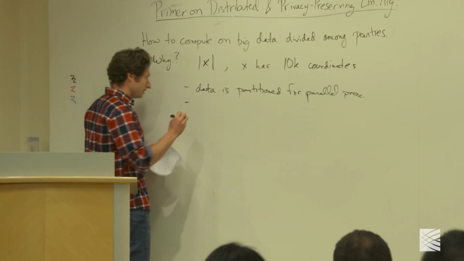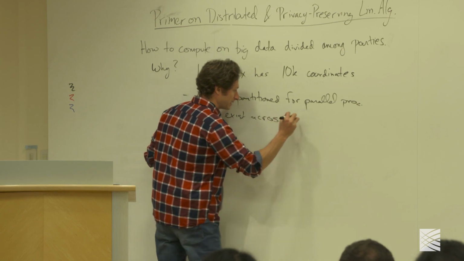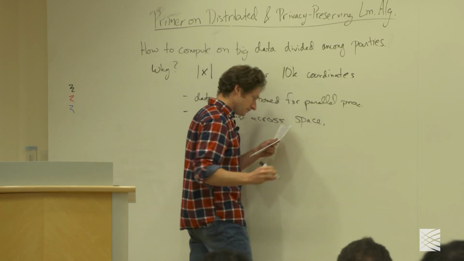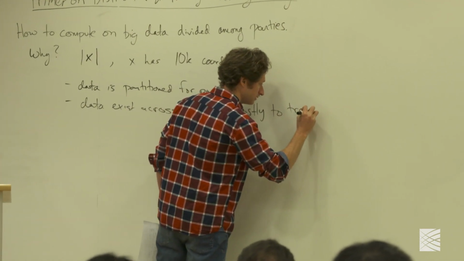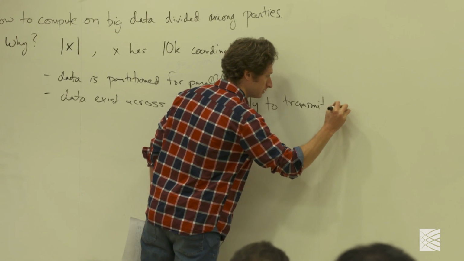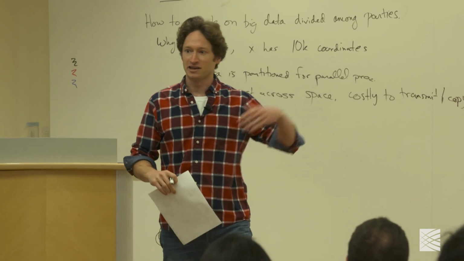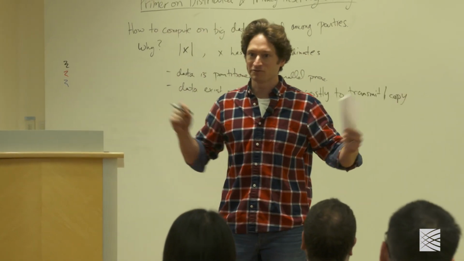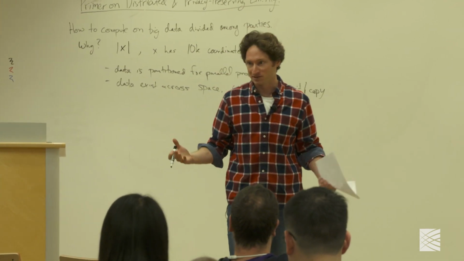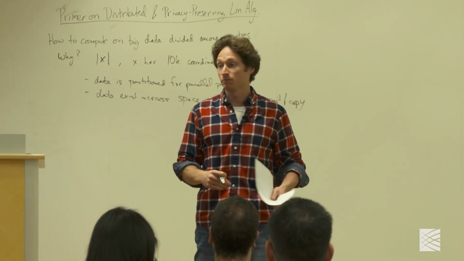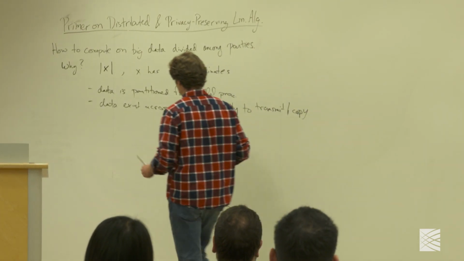A second reason is that the data may already exist across space, and that it's costly to transmit it or to copy it. So if Broad has some data and the Sanger Institute has other data, and it's petabytes of data, we may not want to have to move all that data to the same place because it's very expensive to keep many copies, or simply in these distributed systems, the network can be very slow as a bottleneck. So communication is costly.